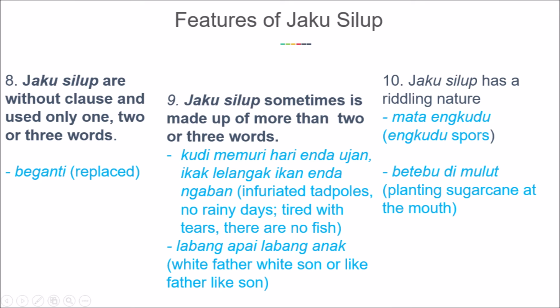The features of Jaku Silup or allusion are that some are without clauses and use only one, two, or even three words. There are not many words used, but it is also effective when it is used because it depends on the context. Okay, now, next is that Jaku Silup is sometimes made up of even more than two or three words.